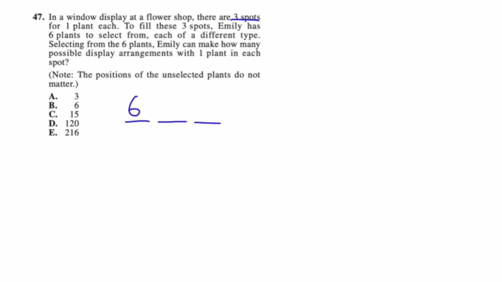Once she selects something there, she's only going to have 5 things to choose from for the remaining spot in the middle. And then once she selects something for the middle spot, she'll only have 4 things to choose for the last. And then it said we don't care about the other plants. So we're just doing 6 times 5 times 4. And that would give you 120.